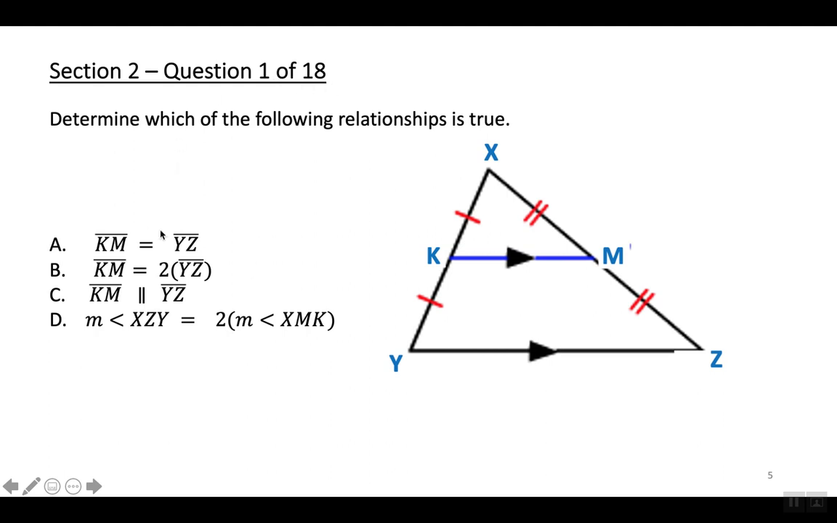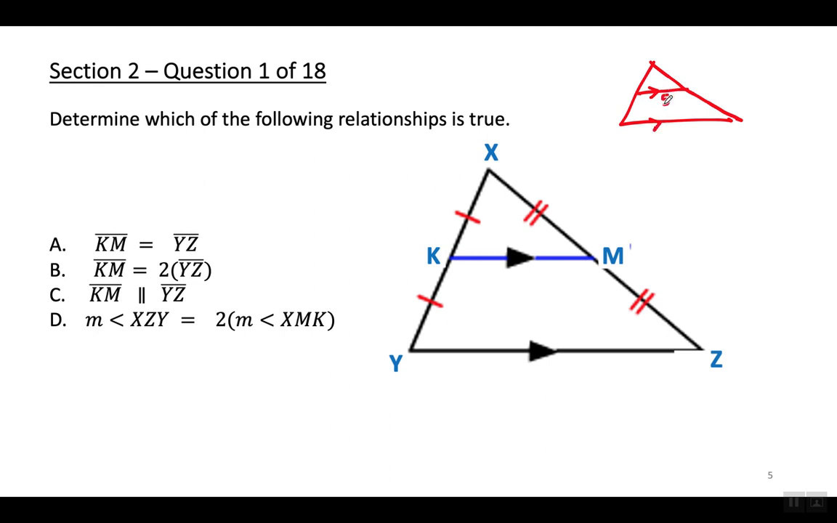Okay, letter A says KM is equal to YZ. As you can see, that's not true. Letter B says KM, and by the way, just to refresh your memory, let me draw something real quick. When you have the mid-segment of a triangle, the relationship that exists is that the two lines are parallel. That's what these arrows mean. The two lines are parallel. And I'm going to put a random number here.